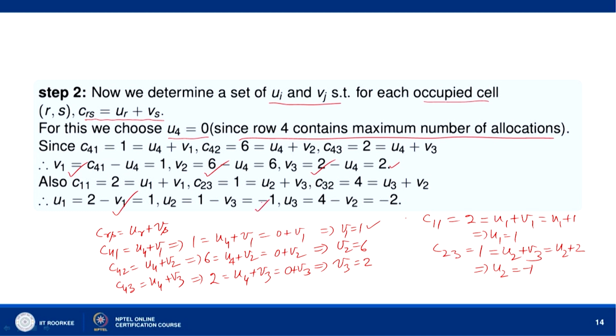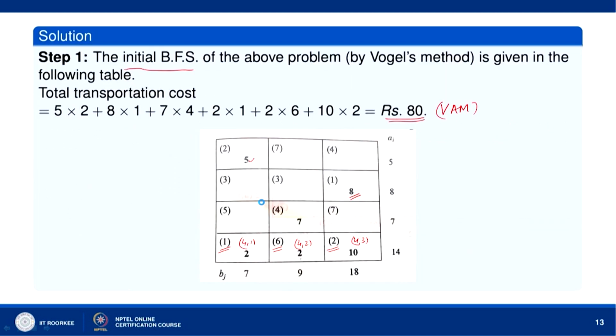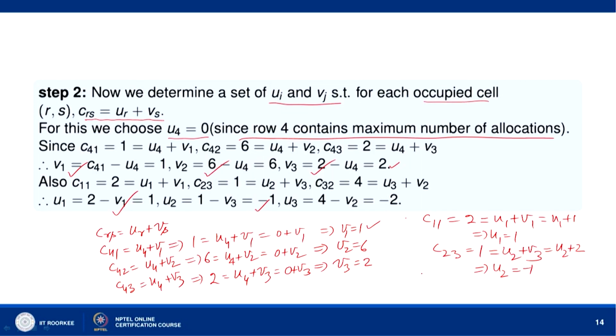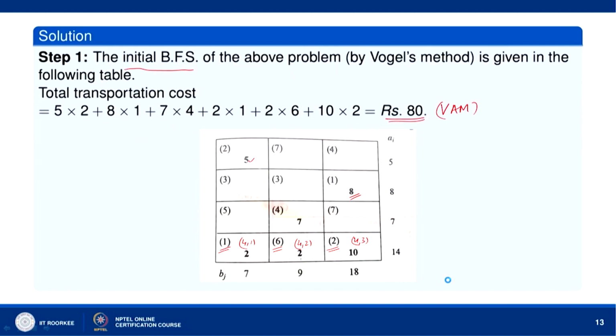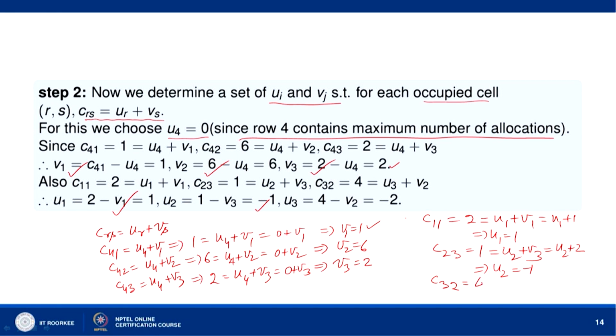So, we get u2 equal to minus 1 here, and then the third one is this 7. This is third row, second column. So C32 is equal to 4. So 4 equals u3 plus b2, and b2 equal to 6. So 6 here. This gives you u3 equal to minus 2. So we get this minus 2.